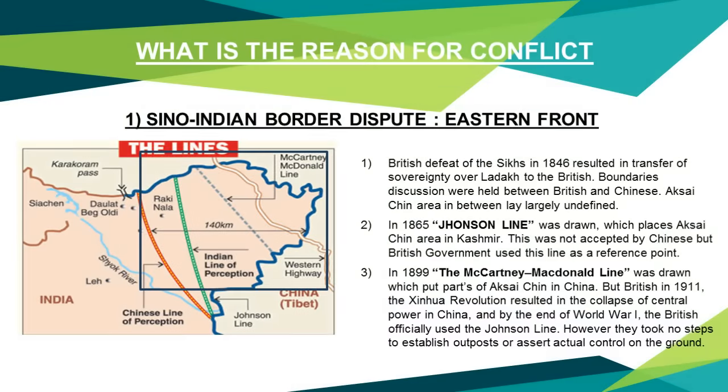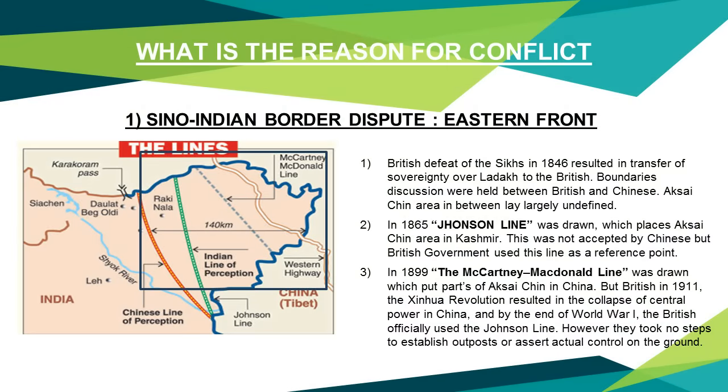The first and foremost reason was an outcome of the British politics in Southeastern Asia. The British defeated the Sikhs in 1846, resulting in transfer of sovereignty over Ladakh to the British. Boundary discussions were held between Britain and China, but the matter of the Aksai Chin area was kept undefined, as Aksai Chin is a flat land at 500 meters above sea level, and before the Italian campaign of World War II, the British never knew the benefit of being situated at such heights in warfare.